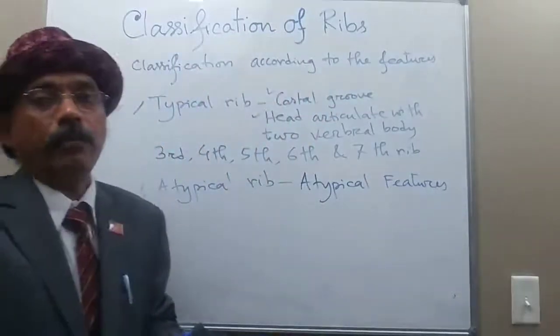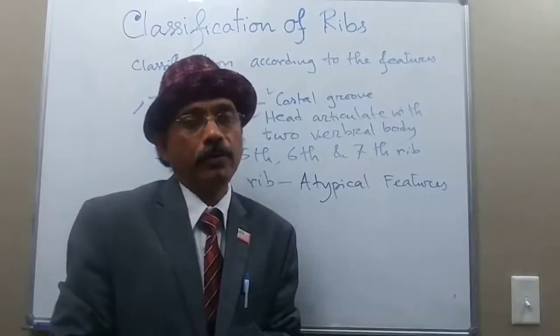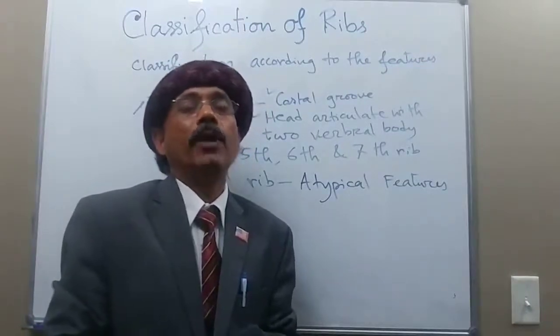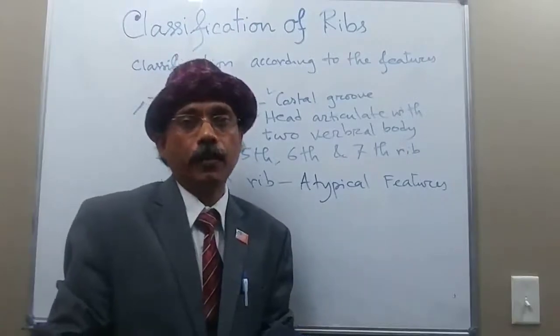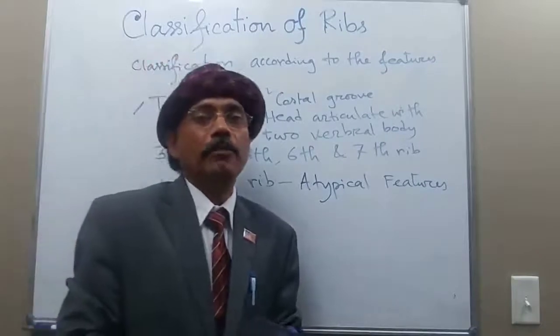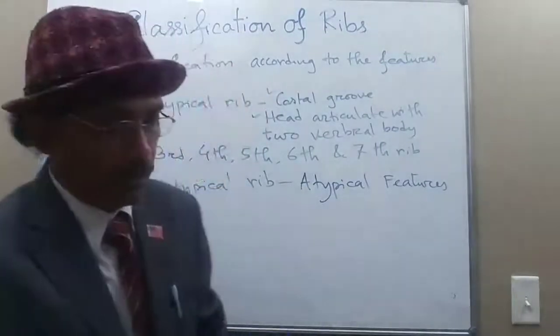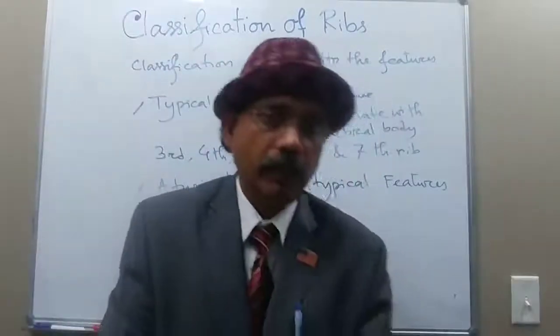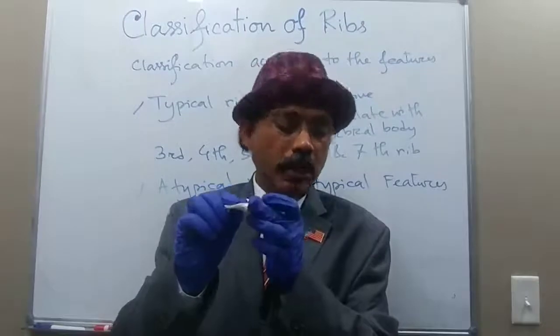Like the head of the rib may not have two articulating surfaces. Head of the rib may not articulate with two vertebral bodies. Okay, costal groove may be missing. Length may be too short, very thick. Okay, those are atypical. Like that, the first rib, very much short, thick, very curved.